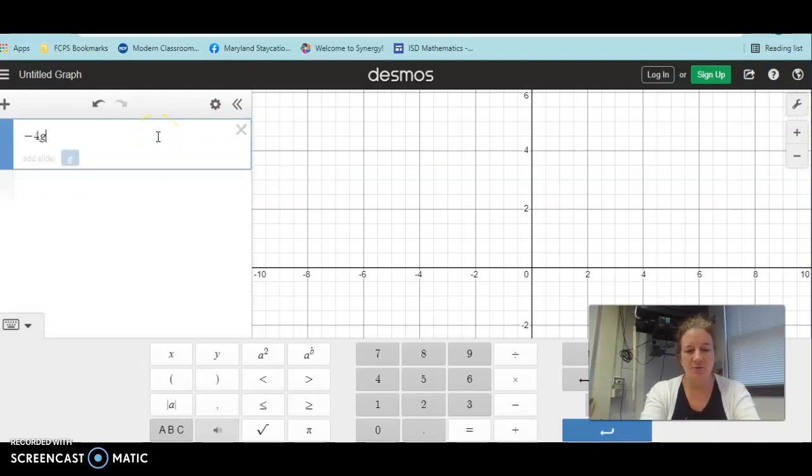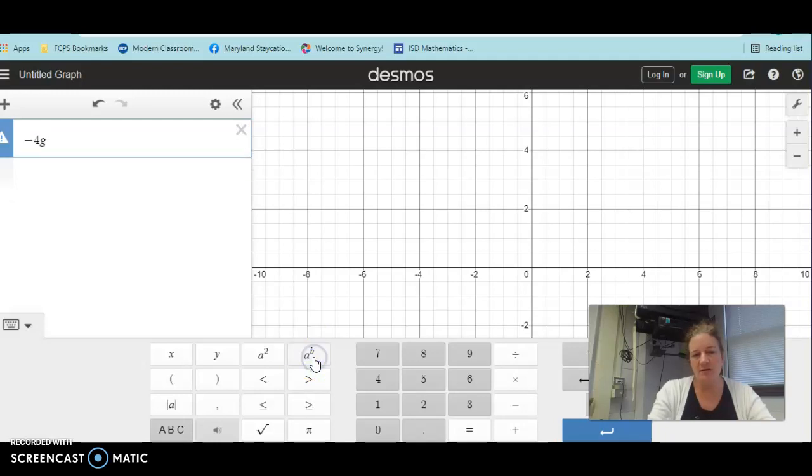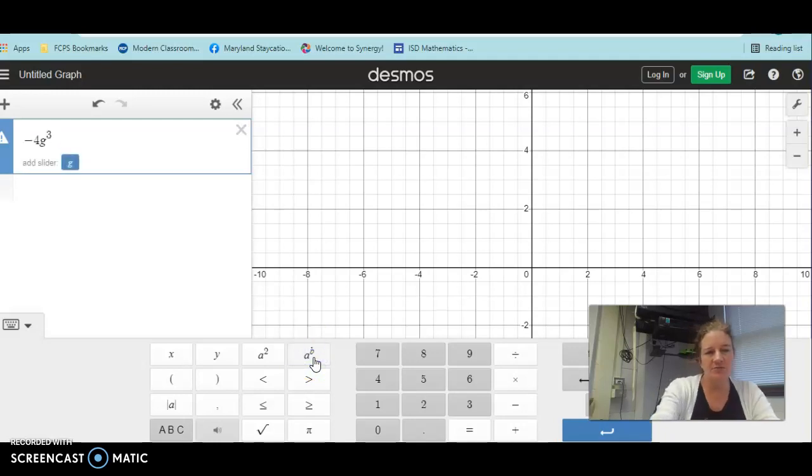I've got -4g. Oh, this is weird. I'm going to explain that in a second. I need it to be cubed, right? So I'm going to go down here, keyboard, and I see a to the b power right here. The fourth one on the top row there. I'm going to click on that. Now I can type my 3. I'm going to right arrow. On the bottom right corner of your actual keyboard, there's an arrow pointing to the right. Click that, and then it'll go back to normal.